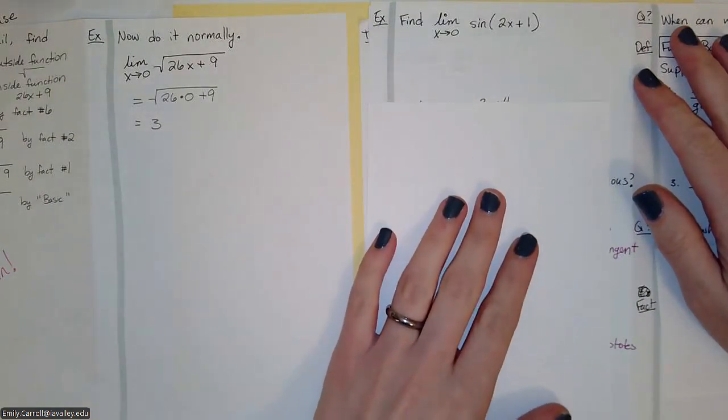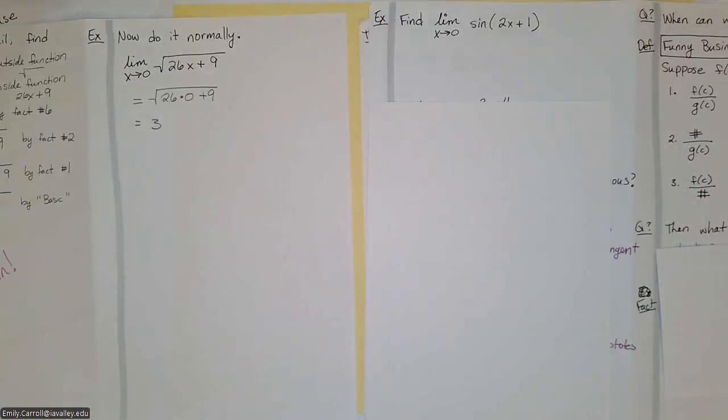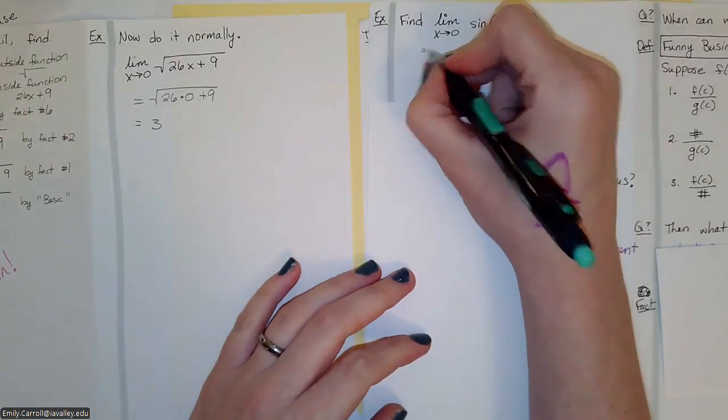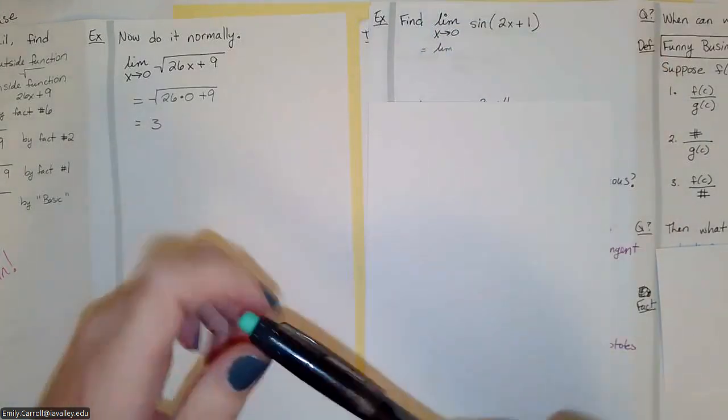How about the limit as x goes to 0 of sine of 2x plus 1. All right, so here's another situation where we've got a composition of functions. There's a 2x plus 1 on the inside of the sine. Okay, so I could show this intermediate step here if I wanted to.